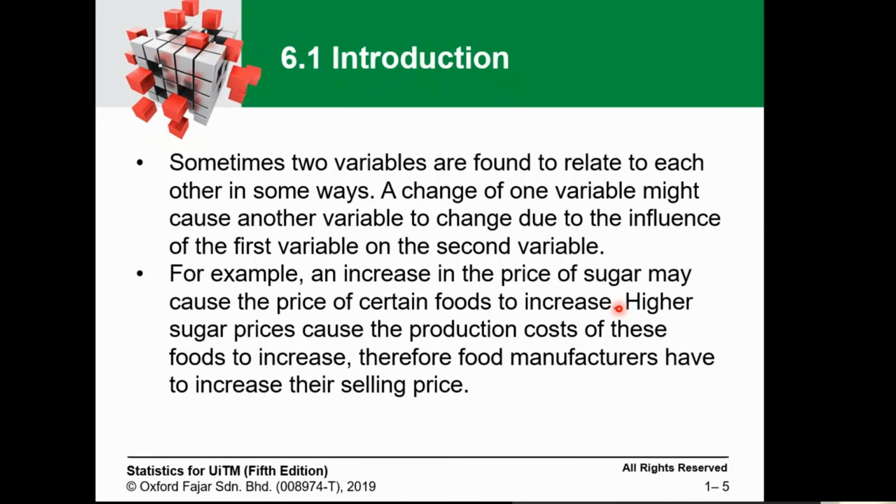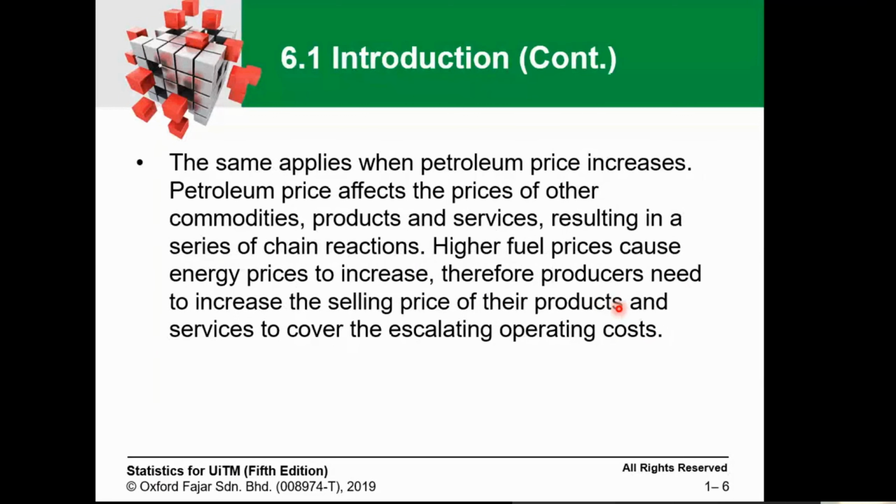Higher sugar prices cause the production cost of these foods to increase. Therefore, food manufacturers may have to increase their selling price. The same applies when the petroleum price increases. Petroleum price affects the price of other commodities, products, and services, resulting in a series of chain reactions. Higher fuel prices cause energy prices to increase. Therefore, producers need to increase the selling price of their products and services to cover the escalating operating costs.